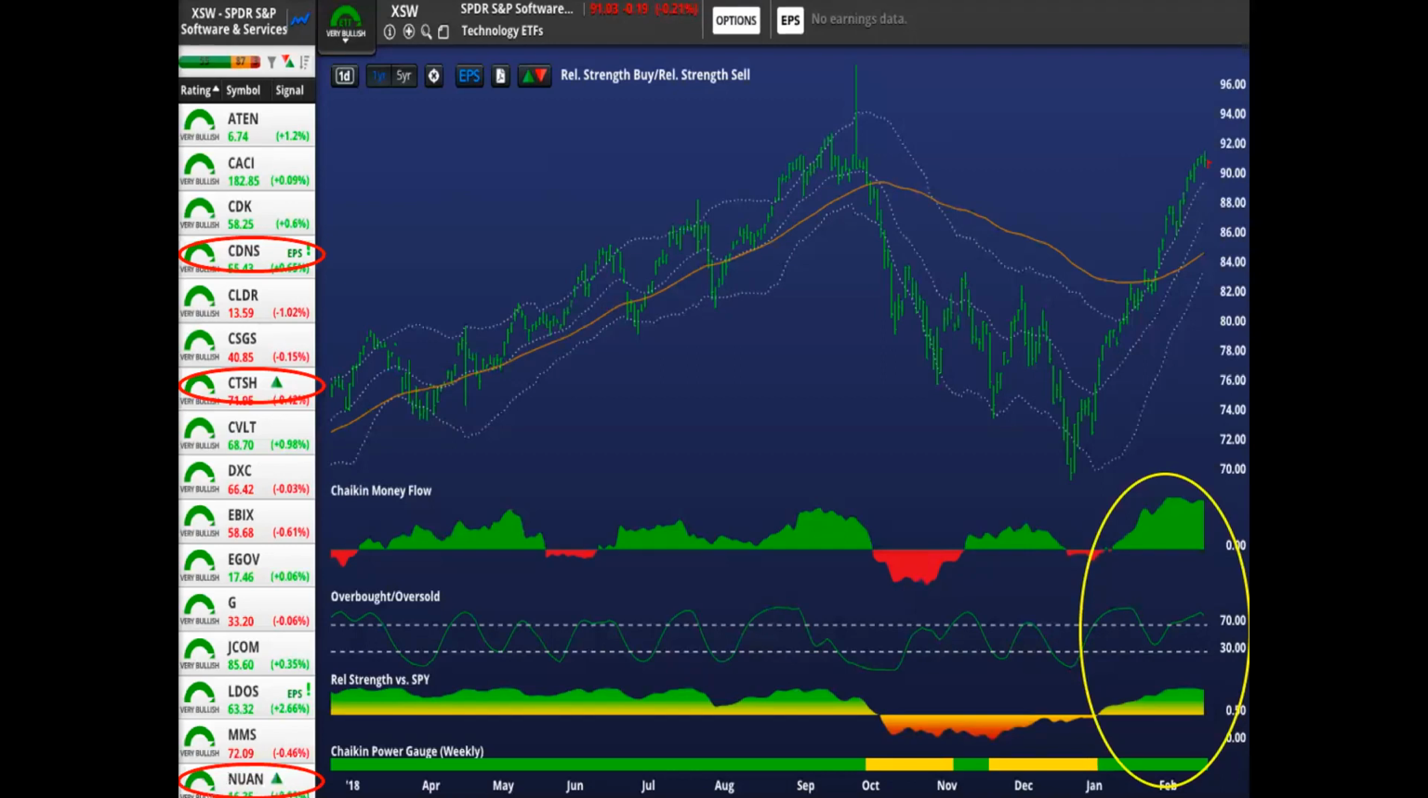Here's a chart of the XSW. That's a tongue twister. I say it slowly. Power Gauge rating is bullish. It's been bullish almost all through 2018. The group is outperforming the market. In this case, that's the ETF, XSW. And look at the Chaikin money flow. People are using the XSW to get exposure to software stocks.